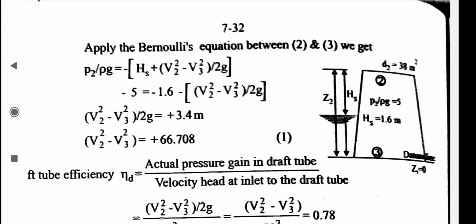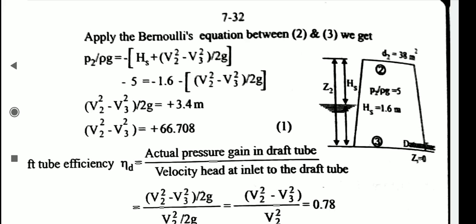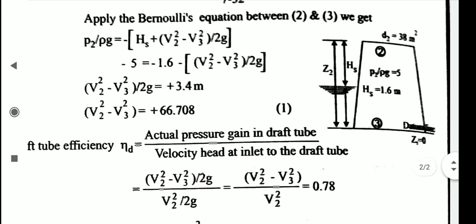Substitute all the values. P2 by rho g is given, that is 5, which equals minus of 1.6, that is hs, plus V2 square minus V3 square divided by 2g. You will get V2 square minus V3 square divided by 2g value as plus 3.4 meter. The next step is V2 square minus V3 square equals 66.708. Put it as equation 1.